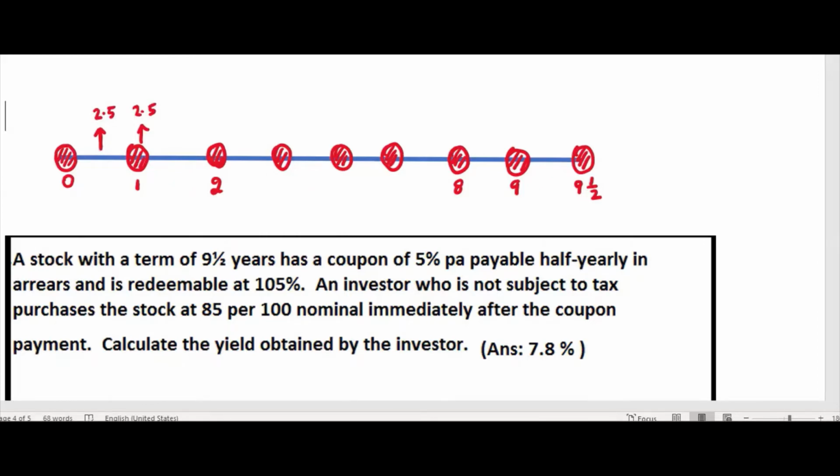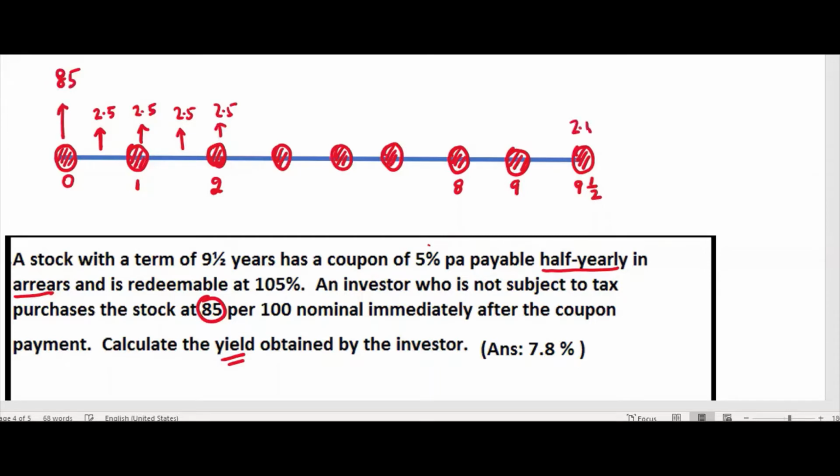When you see payable half yearly in arrears, it means these are the arrear payments, payable half yearly, and the total is 5. You have to find the yield. To find the yield, you have to know everything. So we'll write here the price as well, 85. This is the purchase price.